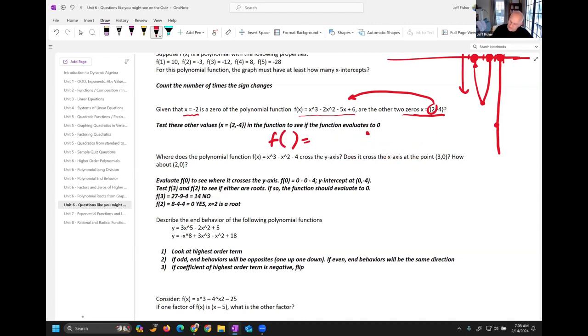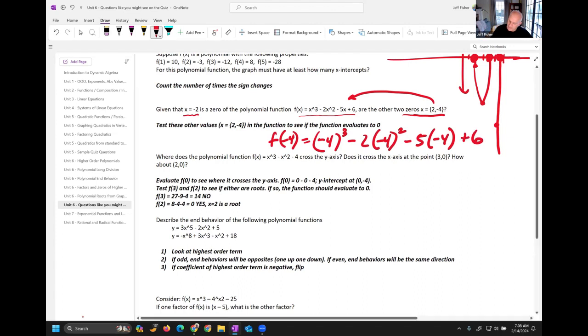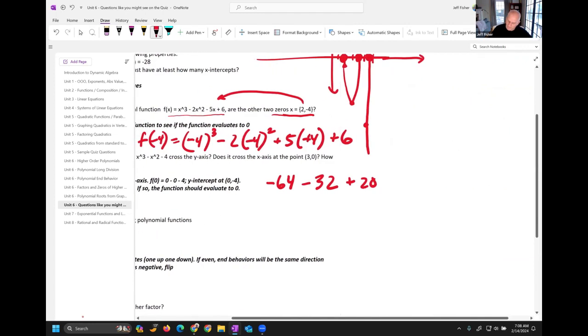F at negative 4. So negative 4 cubed minus 2 times negative 4 squared minus 5 times negative 4 plus 6. So this is going to be 4 times 4 is 16, and 4 times 16 is 64. This is going to be negative 64 minus, negative 4 squared is 16, 2 times 16 is 32, plus 20, right? These signs cancel, become positive. And then plus 6.